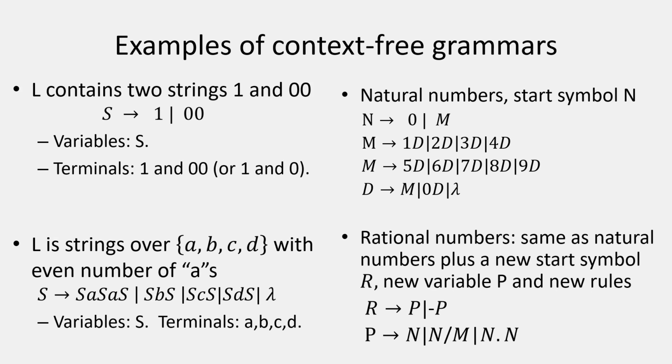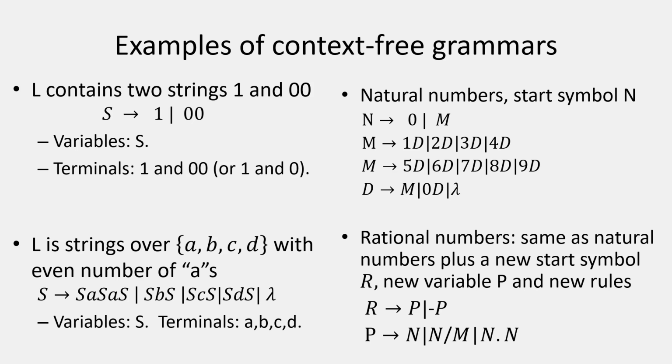So for rational numbers, we could have a very similar definition, and we can actually reuse the definition from natural numbers in the rational. That was one of the reasons why I used the start symbol n. So let's say we have a start symbol r, and we'll have a new variable p for positive, and our grammar for rational numbers will be our grammar for natural numbers with two additional rules. The first rule says that a positive rational number or a negative rational number is a rational number.